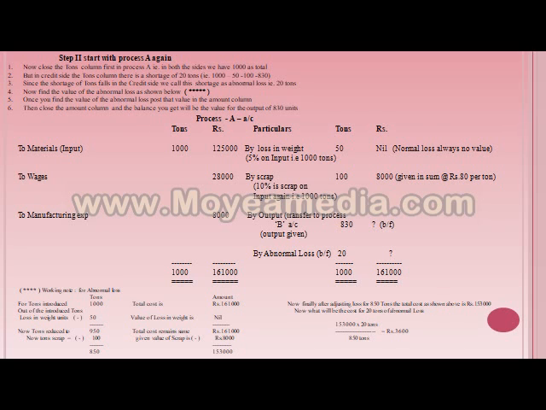Again, after removing the normal loss, you remove the scrap as well. The scrap is 100 tons, but here the scrap has a value of 8,000 rupees. So from 950 you remove 100, which gives a balance of 850 tons. Simultaneously you reduce 8,000 rupees from 1,61,000 rupees. The remainder is 1,53,000, which means finally for 850 tons the real cost is 1,53,000.